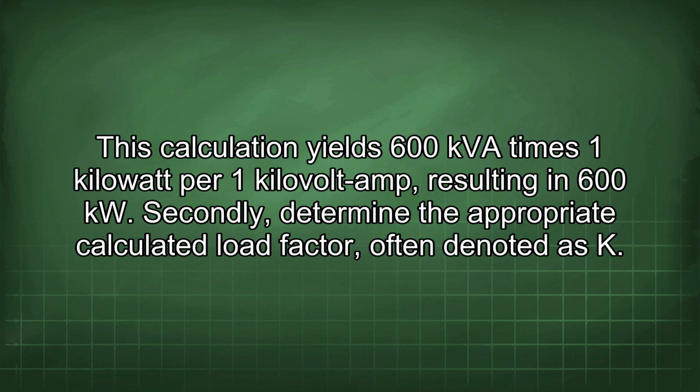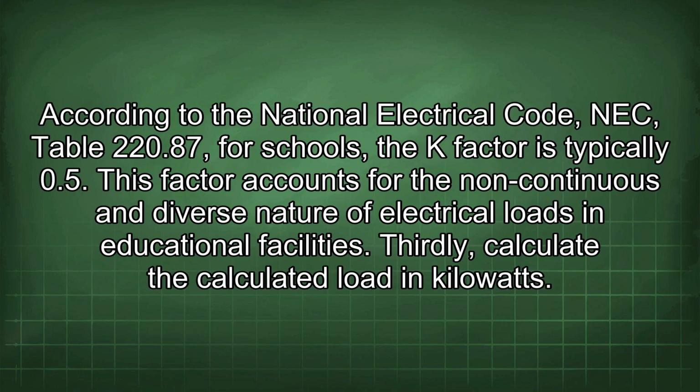Secondly, determine the appropriate calculated load factor, often denoted as K. According to the National Electrical Code, NEC Table 220.87, for schools, the K factor is typically 0.5. This factor accounts for the non-continuous and diverse nature of electrical loads in educational facilities.